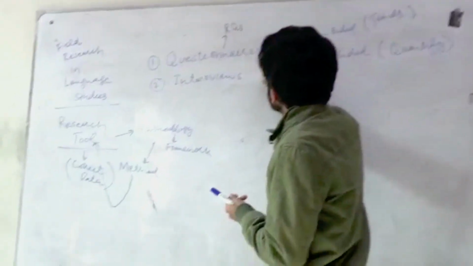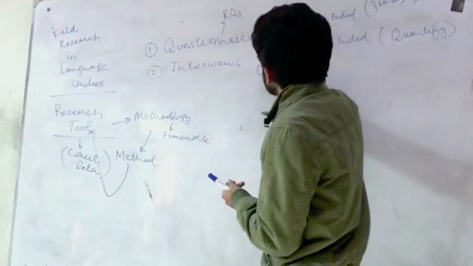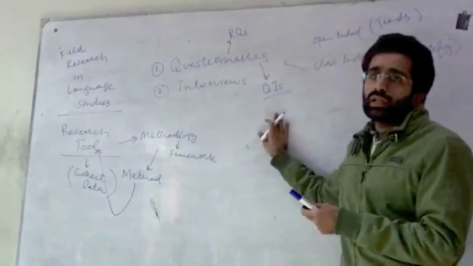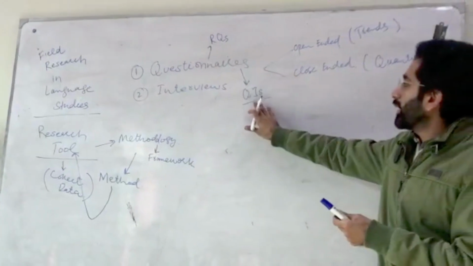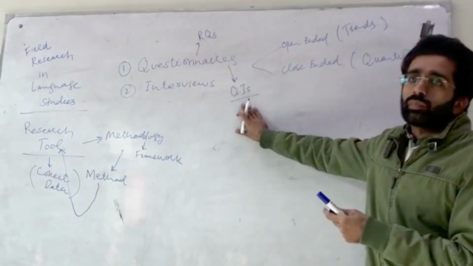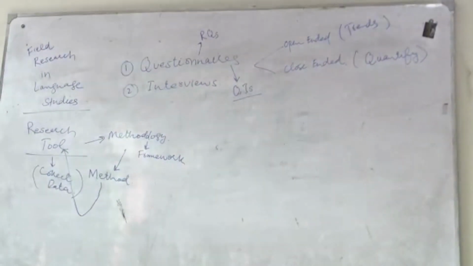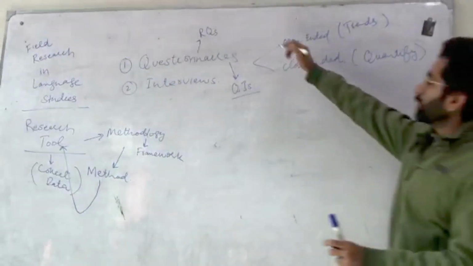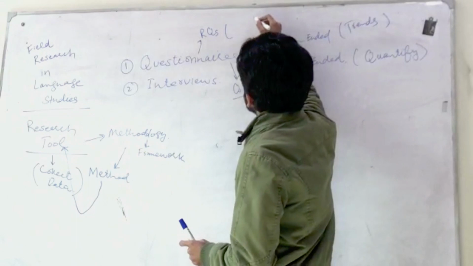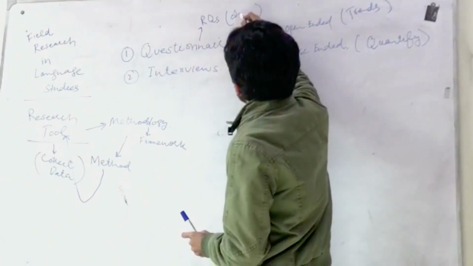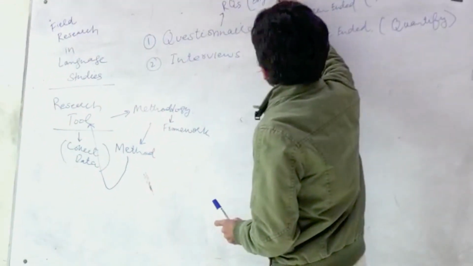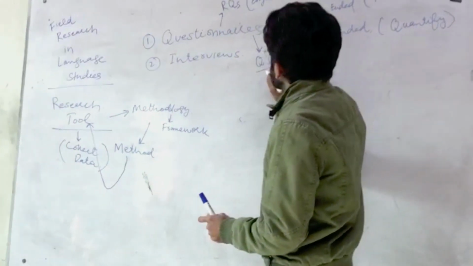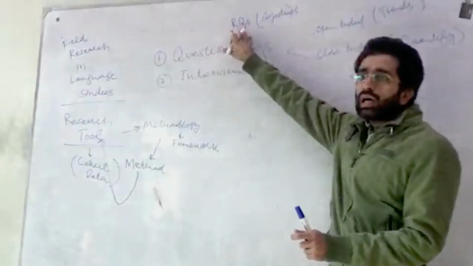So basically each questionnaire has QIs, questionnaire items. So please do not confuse RQs with QIs. RQs are your research questions and they are probably the objectives of your research, whereas QIs are extensions of your RQs.